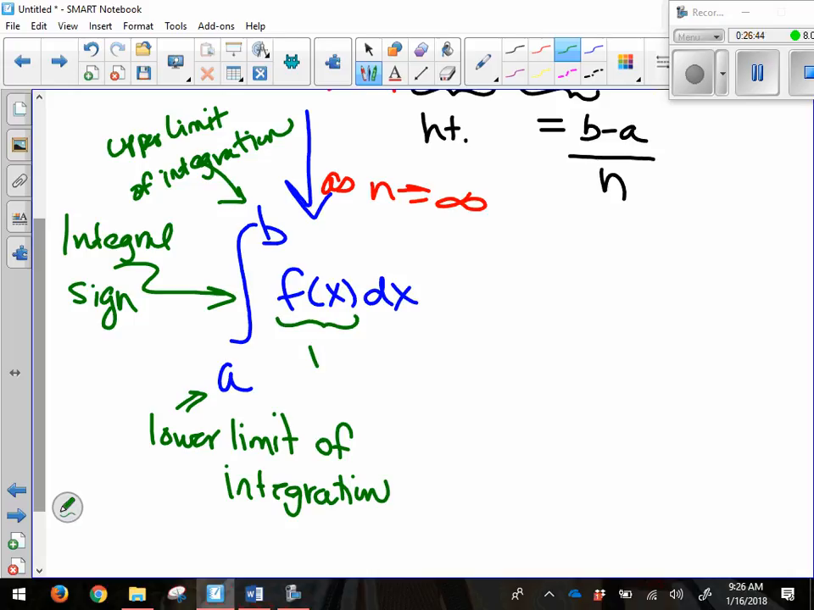F of x is what is called the integrand, or the function that we're integrating. And then dx, which is like a bookend with our integral symbol, tells us that x is our variable of integration.